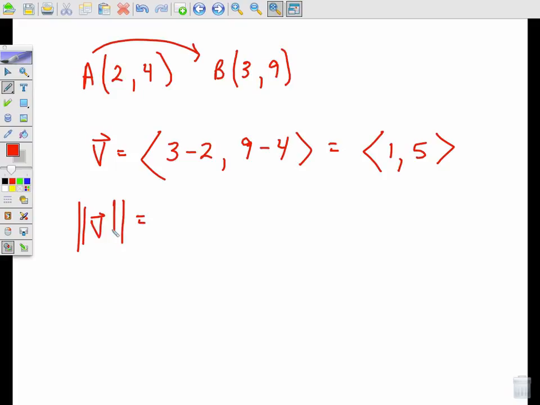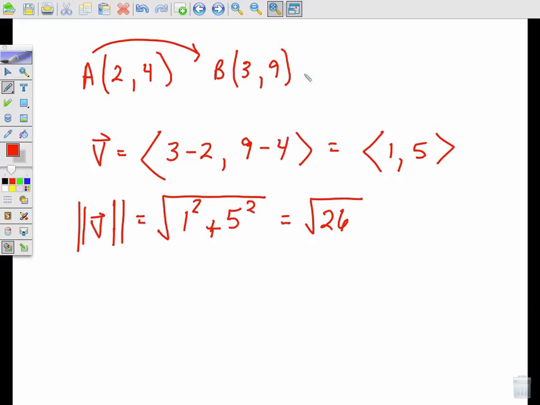Now the magnitude of it, you use the distance formula, so the square root of, this is already showing the subtraction, so all you need to do is square the 1 and square the 5 and add them together. So this would be the square root of 26. The magnitude of v is the square root of 26, and the component form is 1, 5.